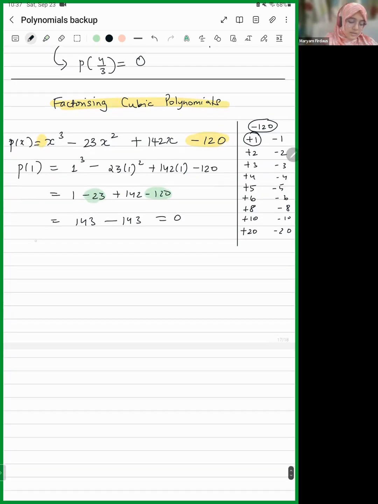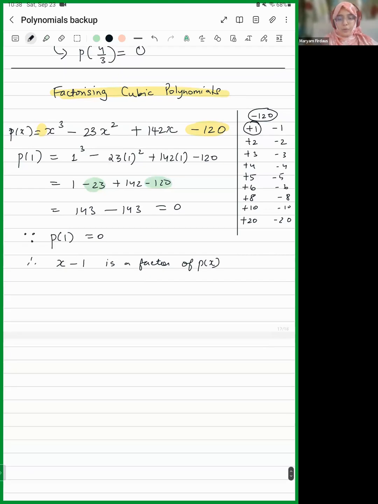Now we will write it like this. This is the correct way of writing, and this is how you're supposed to write in your exam as well. Since p of 1 is 0, therefore x minus 1 is a factor of p of x. Because p of x is the polynomial, not p of 1. P of 1 is just a constant number. Then x minus 1 is a factor.